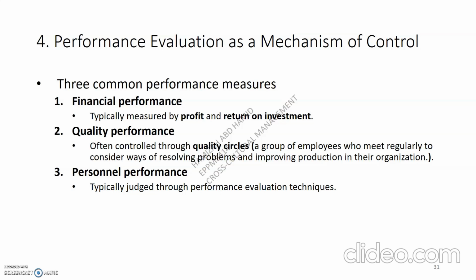So here, especially within the context of management, there are three common performance measures. Financial performance, measured by profit and return on investment. We also have quality performance, usually controlled by quality circles. Quality circles are groups of employees who meet regularly to consider ways of resolving problems and improving production in their organization. Another measure is personal performance, which is how happy your employees are. It is typically judged through performance evaluation techniques.